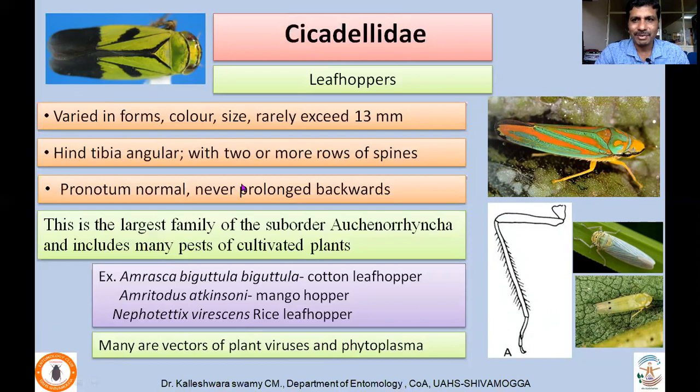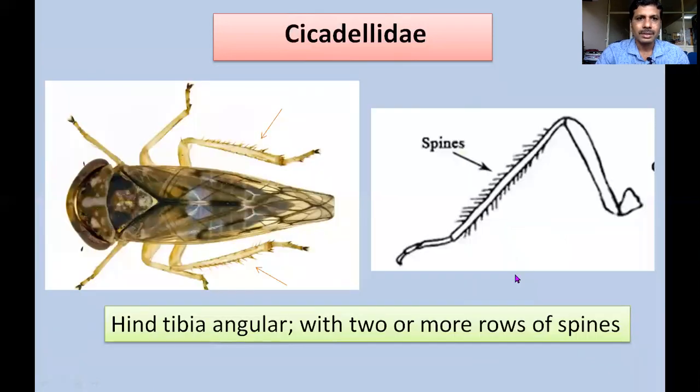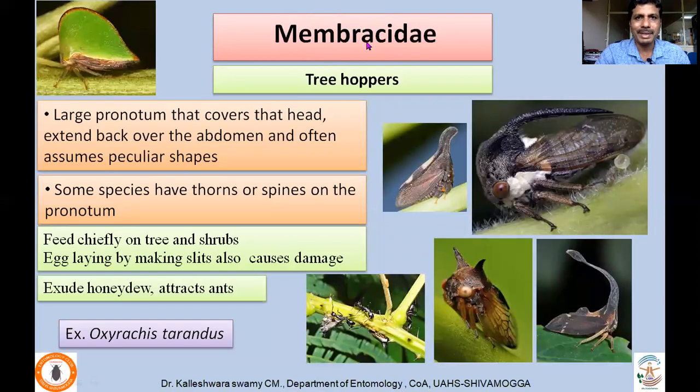They are of varied color, you can see here. A very important character is the hind tibia with 2 or more rows of spines like this. I'm talking about this character: fore tibia, mid tibia, and hind tibia. There will be 2 or more rows of spines. A very important character. Coming to the next family, Membracidae. They are called tree hoppers.